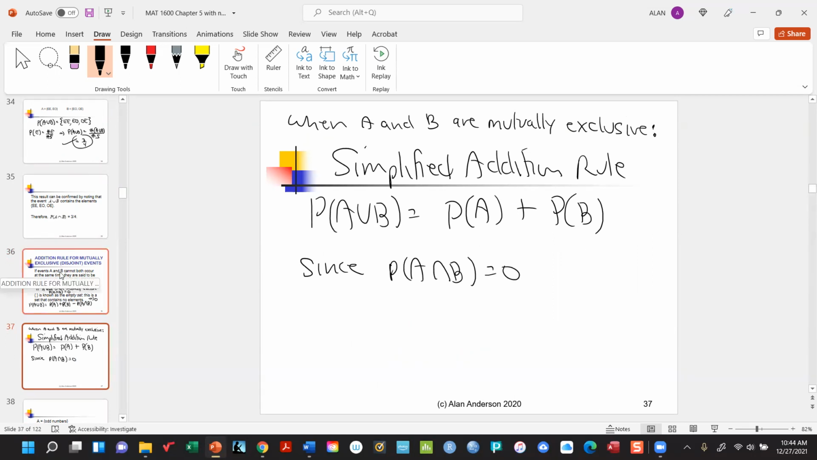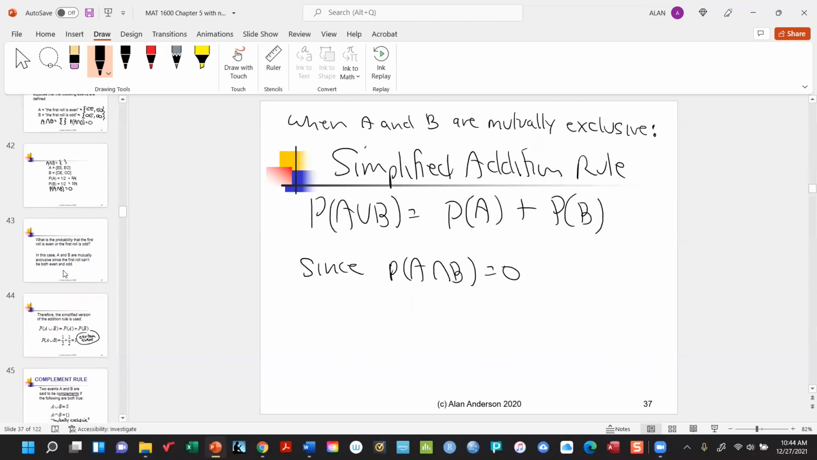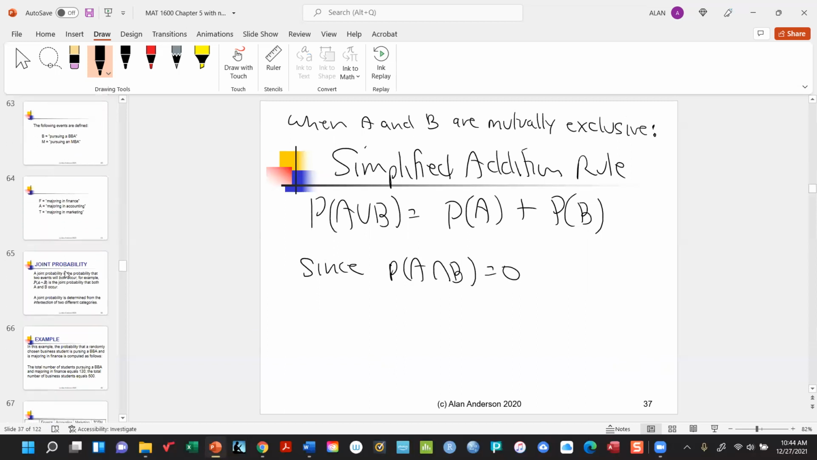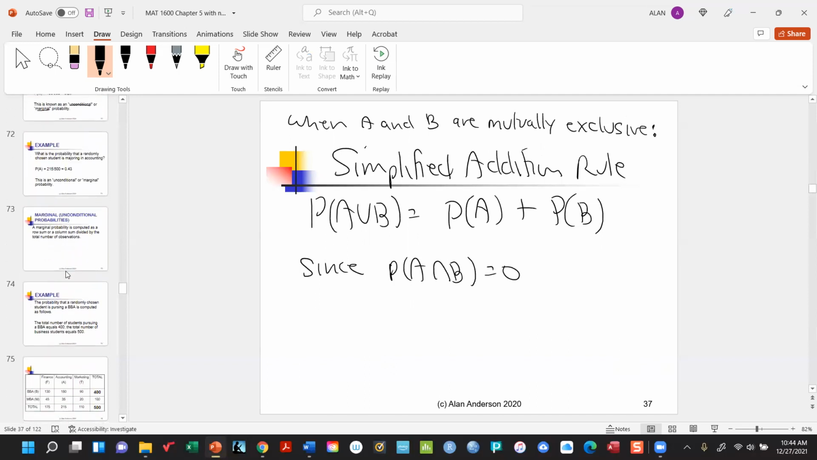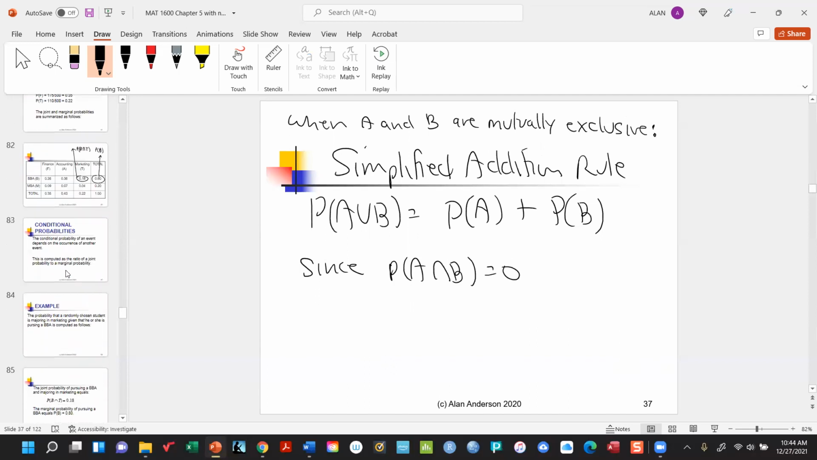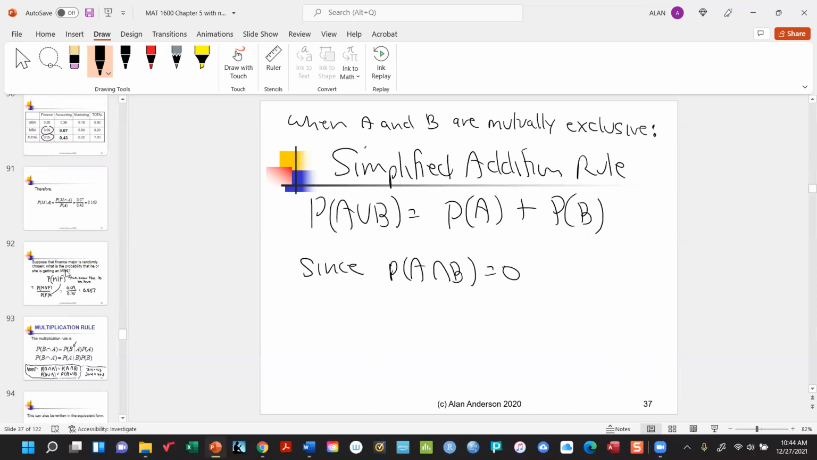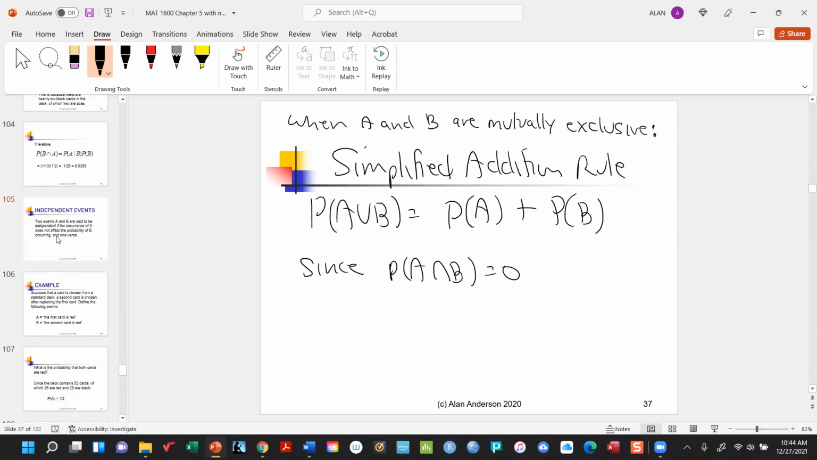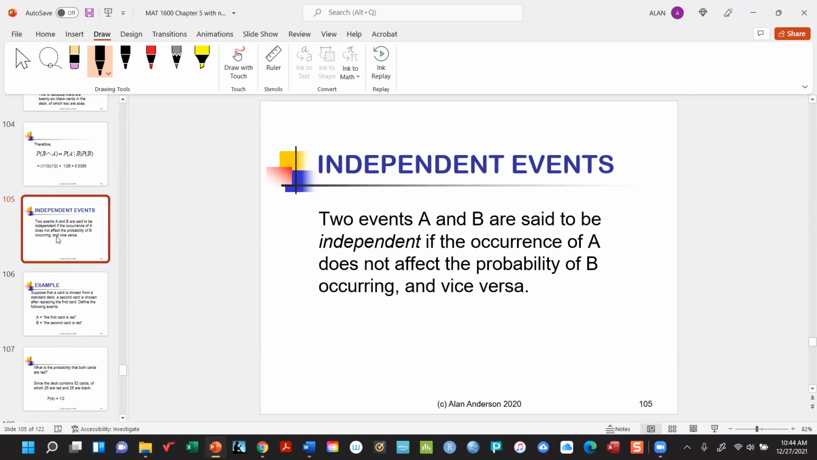Now, with the multiplication rule, it turns out that there is also a simpler version that we could use, but it has nothing to do with being mutually exclusive. It requires the events to have a very different relationship with each other, which is independent events. So this is an important concept. If we have two events that do not affect each other, then they're said to be independent.